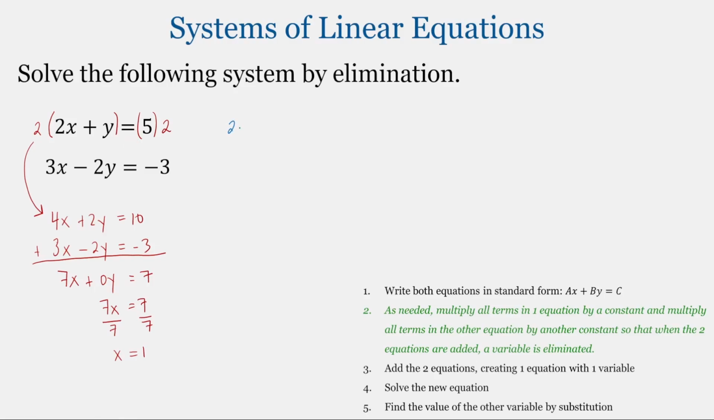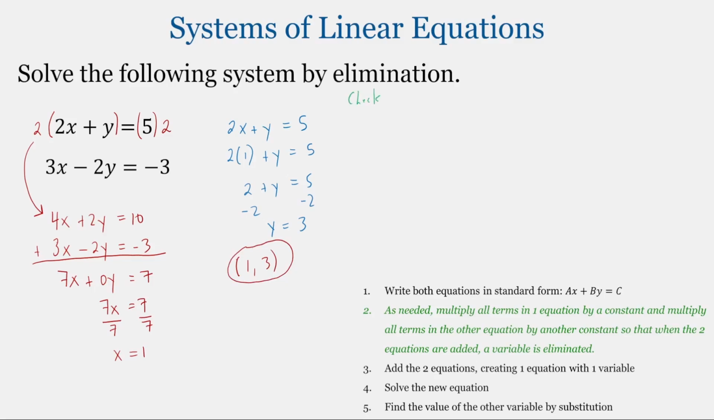Let's go to this first equation where we had 2x plus y equal to 5. So now we're going to have 2 times 1, because x is 1, plus y equal to 5. 2 plus y equal to 5. Subtracting 2 from both sides, this gives us y equal to 3. The solution is the ordered pair 1, 3.